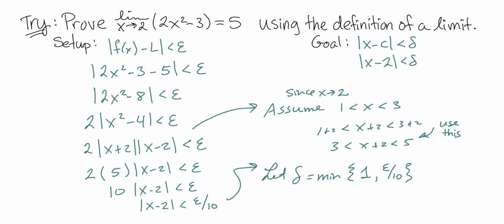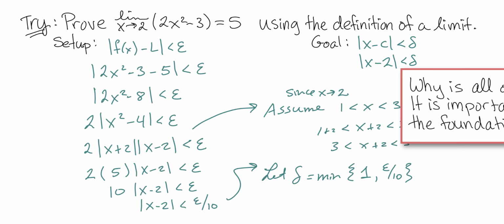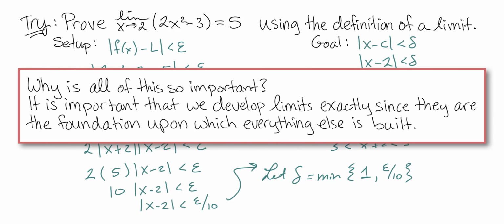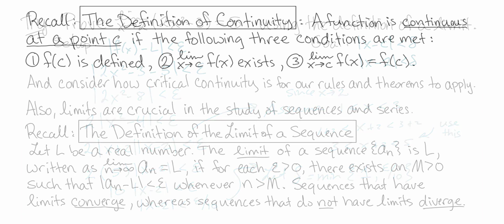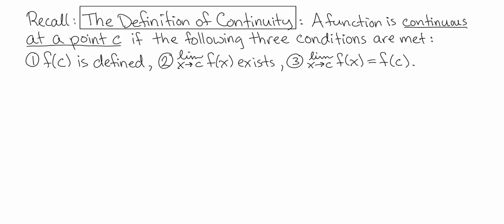Why are we going back and spending time on limits? Why is all of this so important? It is important that we develop limits exactly, since they are the foundation upon which everything else is built. For example, we already considered the definition of continuity. Continuity doesn't just depend on limits, it's defined by limits. In our definition of continuity, we not only have to have the function defined, but the limit has to exist and the limit has to equal the value of the function. Continuity is defined by limits. So if we don't have limits, we don't have continuity.